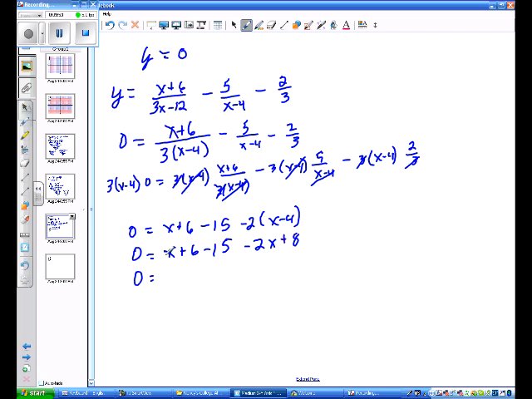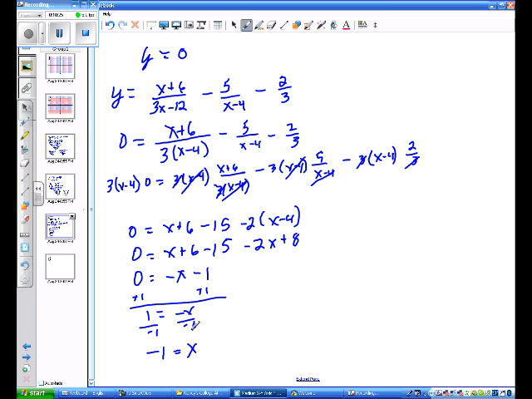Now combining our like terms, we have x minus 2x would be negative x, and 6 minus 15 plus 8: 6 minus 15 is negative 9, plus 8 is negative 1. Then we can either add 1 or we can add x. If we add 1, we're used to adding our constants anyhow, so we have 1 equals negative x. Divide both sides by negative 1, and we have negative 1 equals x.